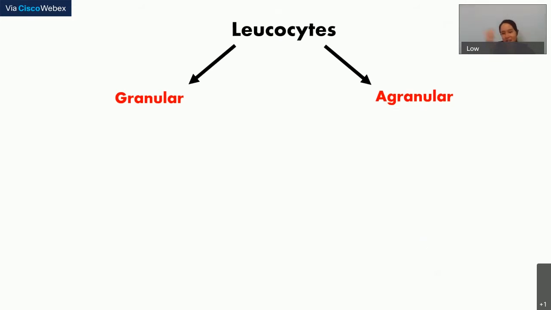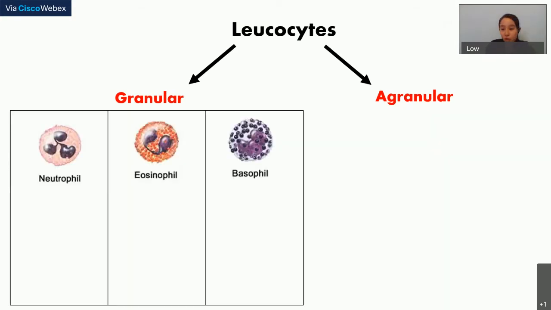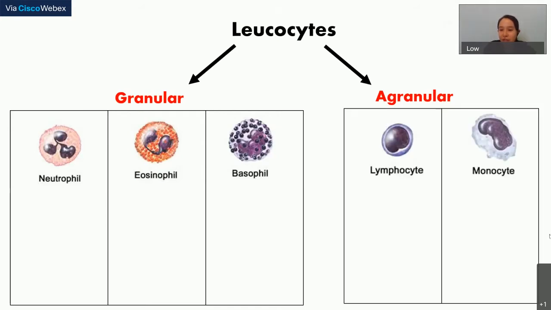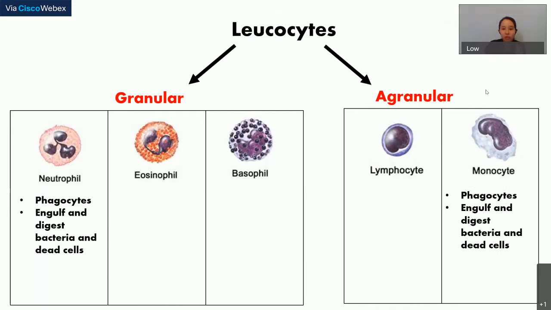So, what are the examples of granular and agranular leukocyte? First one, neutrophil, eosinophil, and basophil. Wow, super hard to remember, right? Never mind. Agranular have lymphocyte and monocyte. What are the functions of it? Neutrophil and monocyte basically have the same function, which is to engulf and digest. It's like when bacteria come inside your body, they engulf and digest the bacteria and dead cells.